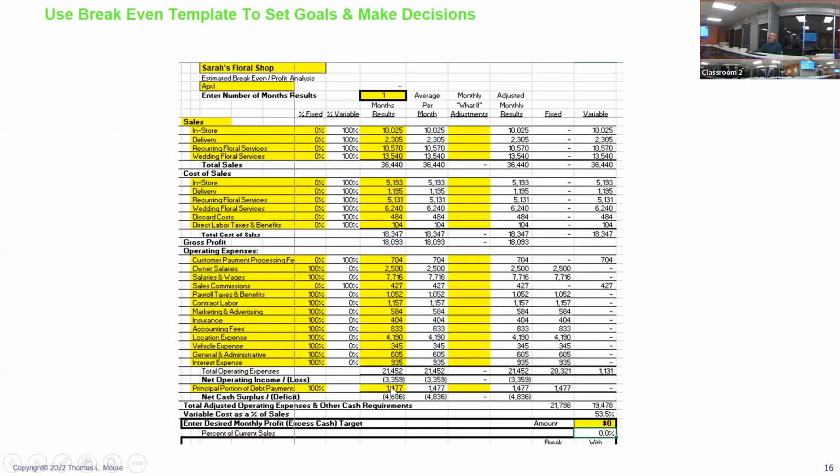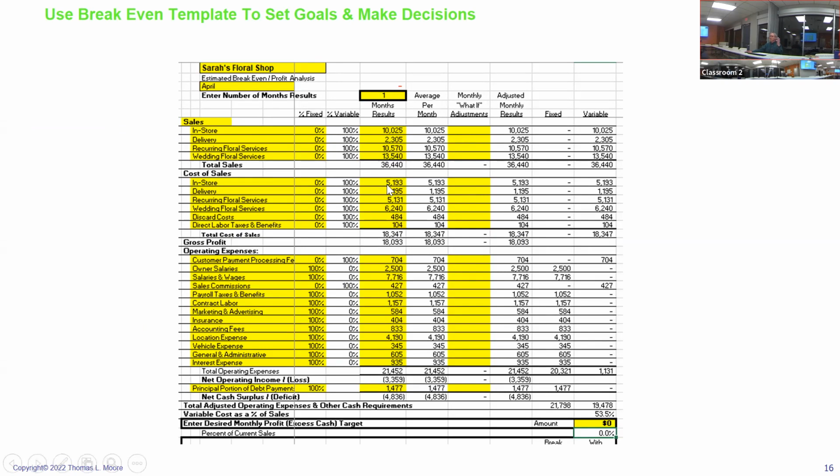All right. So this is what the break-even template looks like. Basically the way this works is, you put in whether you want the results for one month or multiple months. You add in your assumed sales. In this particular case, you can see in the yellow fields they've filled this in. You've got total sales of $36,440. You look at your cost of sales.